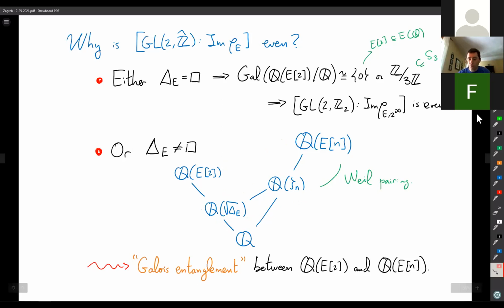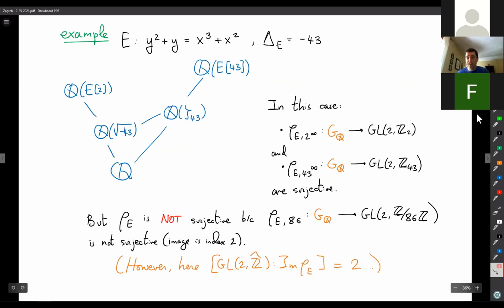Okay, so there is what we call a Galois entanglement between two fields that should be separate, and that causes the Galois group to crush by a factor of 2. So here's a concrete example.